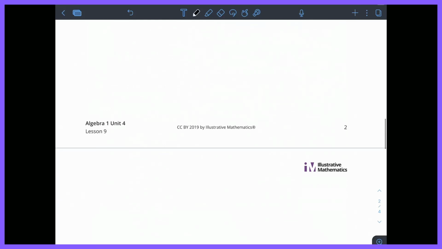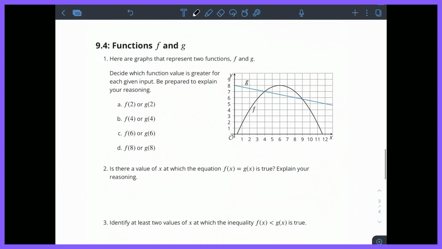Okay, let's go to the last problem in today's lesson. This one says functions f and g are shown in the picture. F is the little upside down u, and g is the linear blue function. Decide which function is greater for the given input. Be prepared to explain. Okay, step 1, f of 2 versus g of 2. Here's 2. Here's f. Here's g. G is bigger. Simply higher up. All right, functional value is y value. G's got a bigger y value.